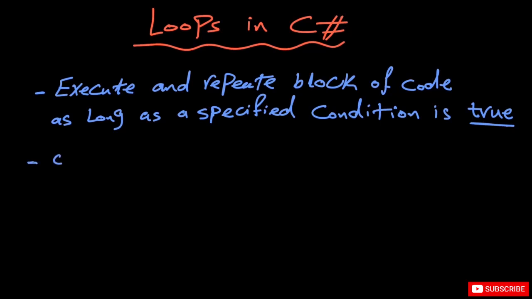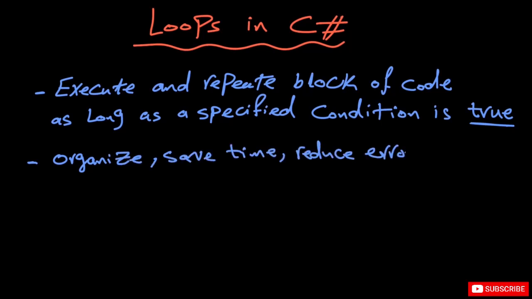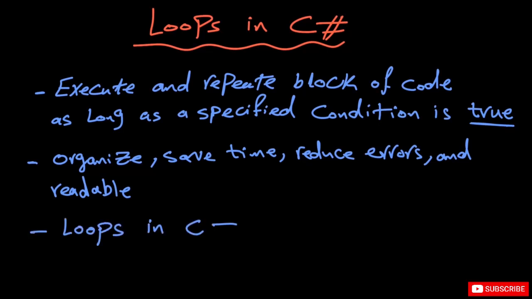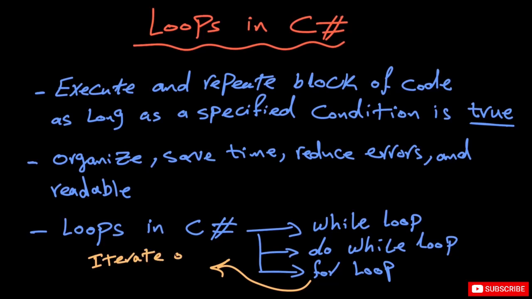There are many features of using loops. For example, you can use loops to organize your code to save time, reduce errors, and also to make your code more readable and clean. C# has 3 types of loops. The first one is called the while loop. The while loop is used to loop through a block of code or statements as long as a specified test expression is true. Once the condition or the test expression of the while loop is true, the program will execute the code block for that while loop. And to define the body of the while loop, we use curly braces in C#.